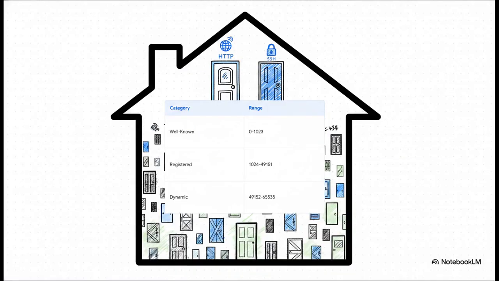Imagine any device on a network as a massive house with exactly 65,535 physical doors. We call these doors ports, and they fall into 3 distinct ranges. The well-known ports, from 0 to 1023, are like the main public entrances for common services. Think HTTP for web traffic or SSH. Then we have registered ports for specific apps, and finally, dynamic ports, going all the way up to 65,535. Those are temporary, pop-up doors used just for short-term internal data sharing.